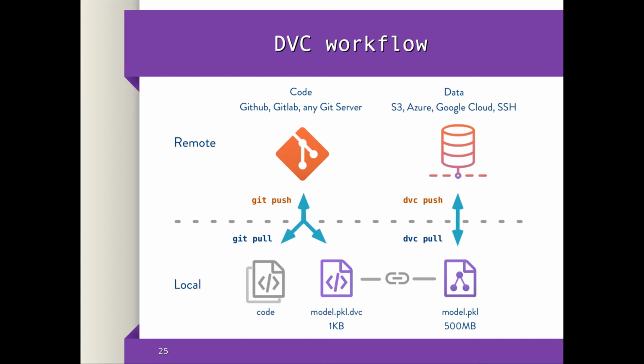So when you do a git push, Git is going to push your code and some metadata from DVC to your Git repository. And then a DVC push is going to send the data set, the output files, the big files, the object files to your DVC repository, your DVC remote. So here you have the workflow of DVC or of any machine learning project.